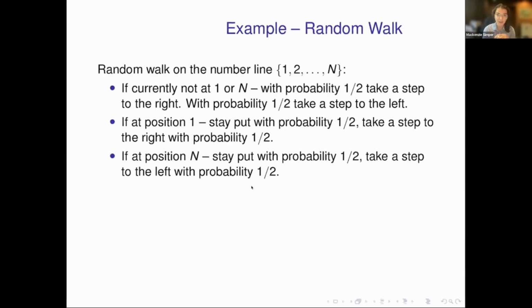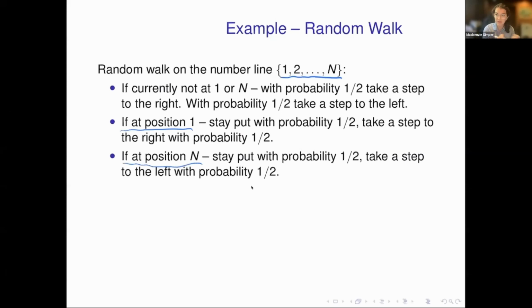Okay, so let me start with an example, which is a random walk. Suppose we have a number line, 1, 2, up to n, and I'm going to define a random process by walking, thinking about this number line as a sequence of steps. Basically how it will work is flip a coin. If it's heads, take a step to the right. If it's tails, take a step to the left. I also have to say what happens if you're at the endpoint. If you're at position 1 and you can't take another step to the left, then just stay put with probability 1/2, or take a step to the right with probability 1/2, and same thing at the other endpoint.